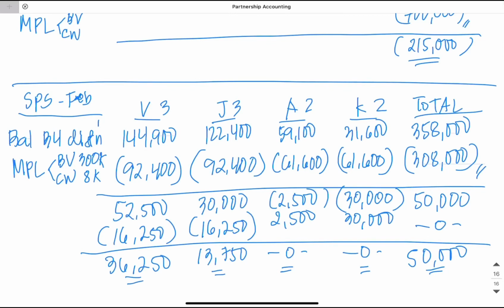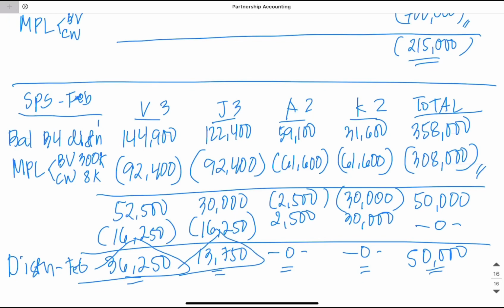You may check the answers under cash priority program. Of course, we would have the same answer. Distribution for the month of February: we have the same answer, 36,250, 13,750, and then 0 for Albert and Kath.